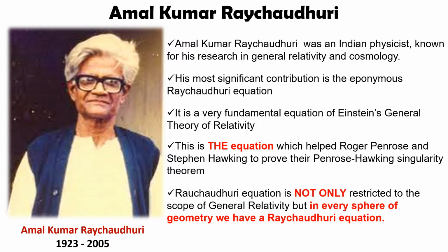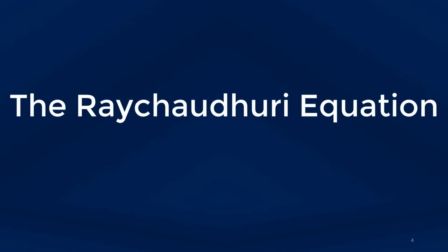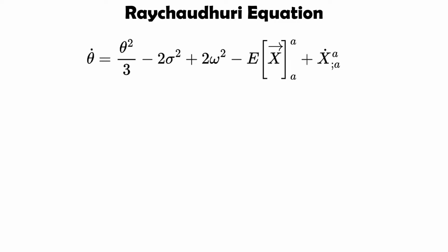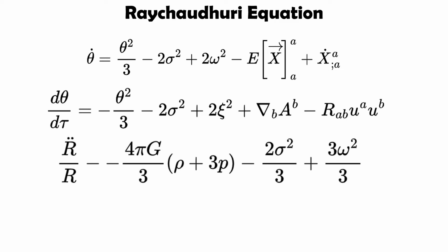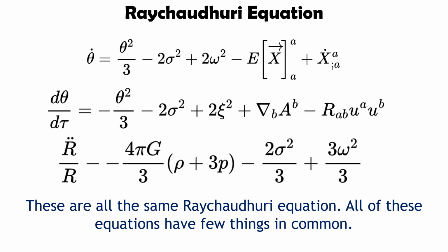Let us look at what this equation first looks like and what the important features are, and then we will further develop certain very interesting features. The Raychaudhuri equation, as you can see on the screen, might look like this or this or this. All of these equations are basically the same Raychaudhuri equation, but they have something very common in all of them, and we are going to explore that.